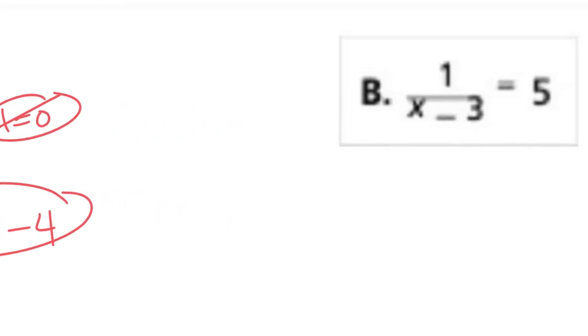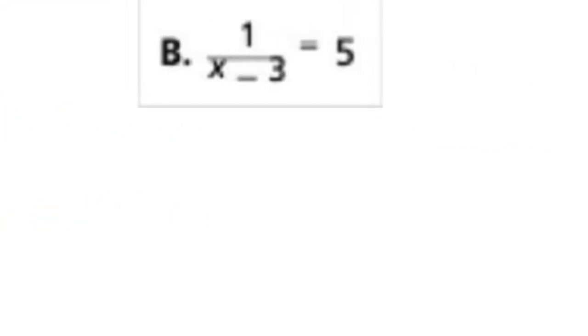Okay, let's slide over. We have, again, a fraction equals a number, but we know a whole number is divided by 1. So we have a fraction equals a fraction. When you have that, again, you can do that cross multiplication. So let's do that. 1 times 1 gives us 1 equals the 5 times the x minus 3.